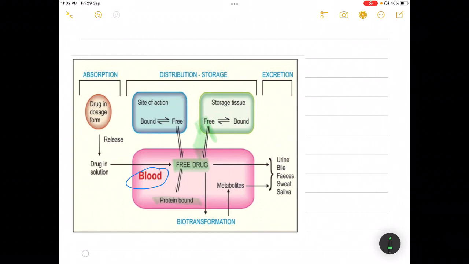Then there is a parallel decline in the free form of the drug. So the bound form then dissociates into the free form when the free form is reduced due to elimination by the various factors.